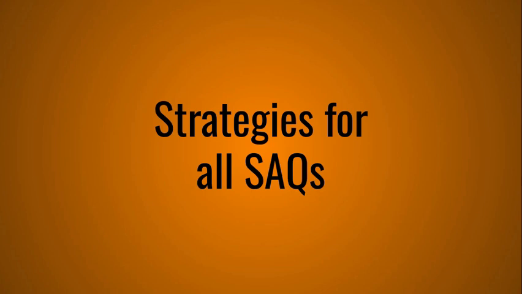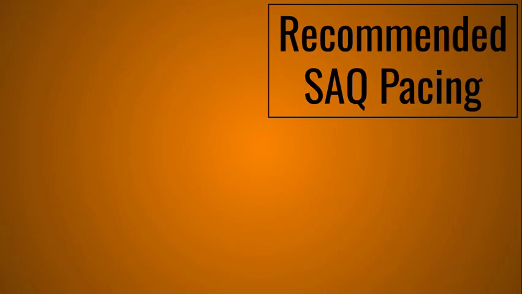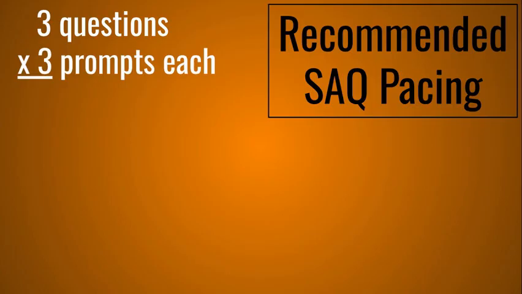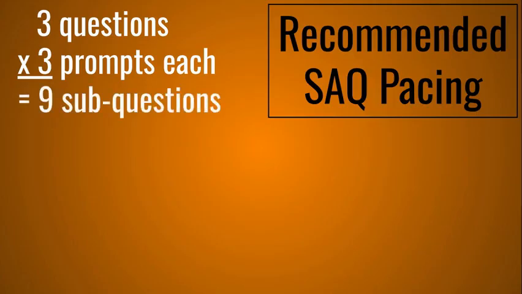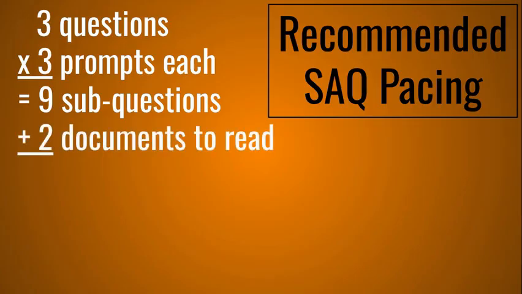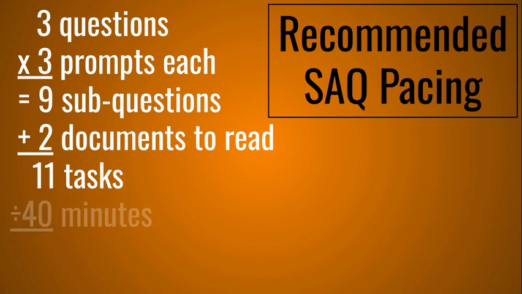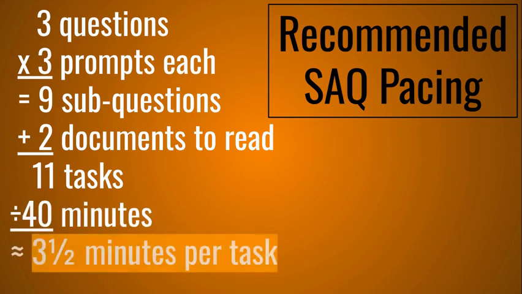A quick reminder on strategies for all short answer questions. First of all, the recommended pacing. You have 3 questions to do, but remember that each of those 3 questions will probably have 3 sub-questions. It might have more or fewer, but usually 3. And so that gives you basically 9 sub-questions to do, 9 mini tasks to complete. And then as well as that, another time-consuming factor is that for questions number 1 and 2, you will have a document to read. And so that gives us 11 little tasks to accomplish in our 40 minutes. And so if we do all the math, what that means is that we have about 3.5 minutes per task. And that, I think, should be helpful.